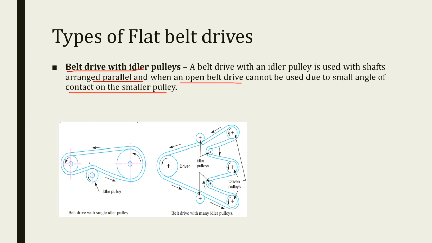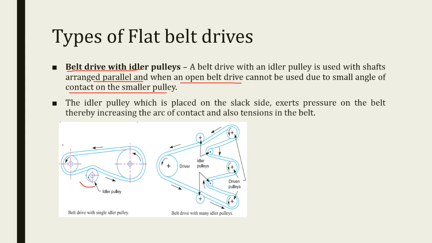So what are those idler pulleys? Apart from the driver and the driven pulleys, there is one more pulley which is added in between the two pulleys, and that is added because the open belt drive cannot be used due to a small angle of contact. When the angle of contact is very small, you use this idler pulley to subject the belt to certain tension. That is why you use the idler pulley. This idler pulley has to be placed on the slack side of the belt, and it exerts pressure on the belt, thereby increasing the arc of contact and also the tension in the belt.